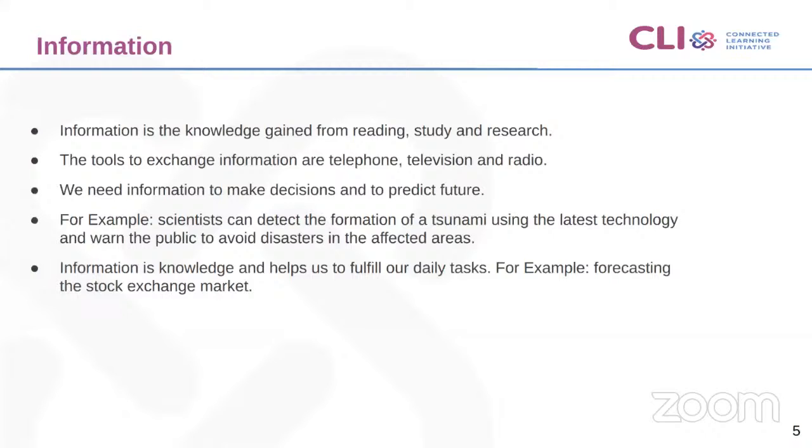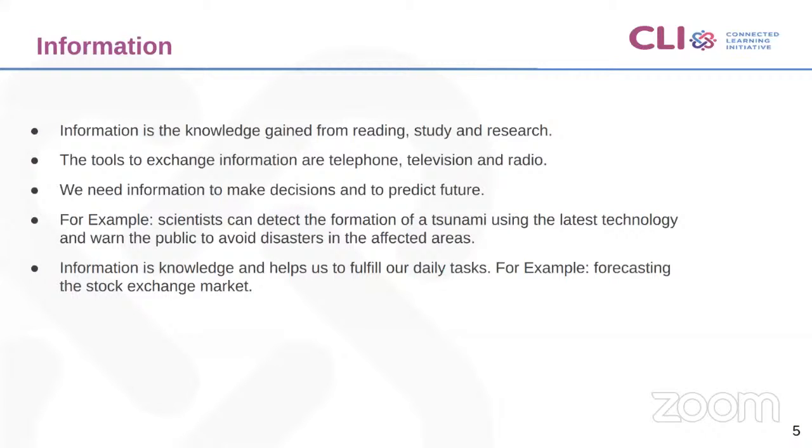In simple words, we would say information is what we get from reading, studying, and researching. Whatever stuff we gain from that knowledge, we term it as information. There are various ways in which we could exchange information. Right now we use telegram, telephone, television, radio. Even the interaction we're doing right now, when I'm telling you something, that's a way of exchanging information.